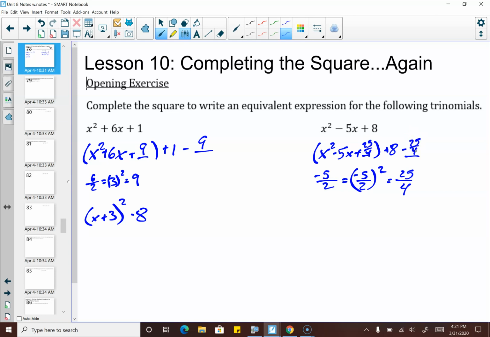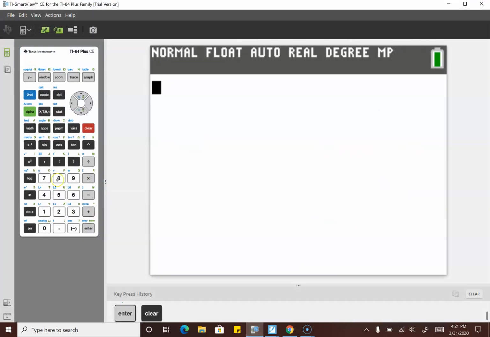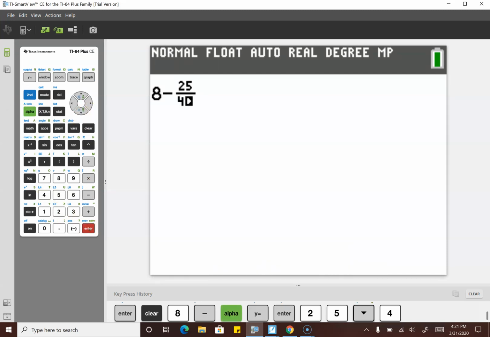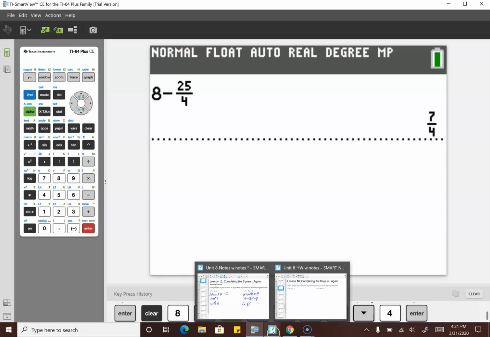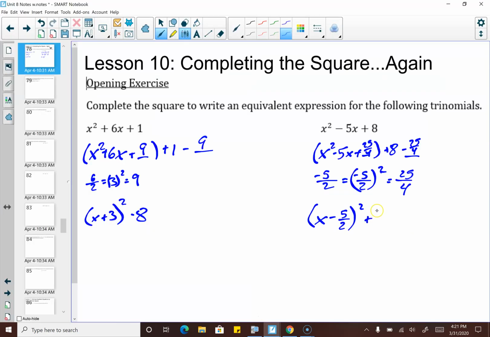All right, and that's just calculator work. So our factoring goes to x minus 5 over 2 squared, because when we divided by 2, we were negative. And then I'm going to use my calculator for this piece, for 8 minus 25 over 4. We end up with 7 over 4. So in that case, it would be plus 7 fourths. So those are our basic completing the squares.